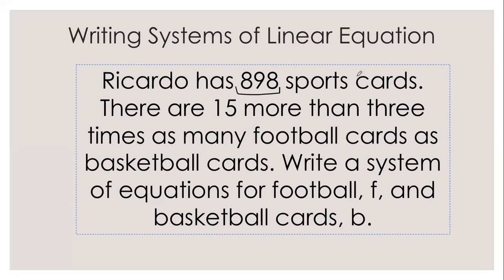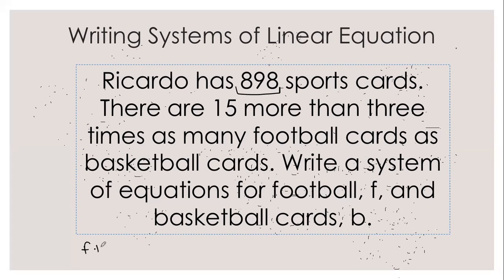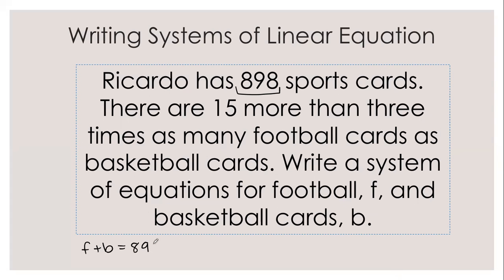Ugh. Okay. For that first sentence, Aeneas, what would the equation be? F plus B equals 898. Absolutely. F plus B equals 898 because I have a total of 898 football and basketball cards. Now here's the sentence that sounds confusing. There are 15 more than 3 times as many football cards as basketball cards. So there's 3 times more football cards than basketball cards, plus 15.